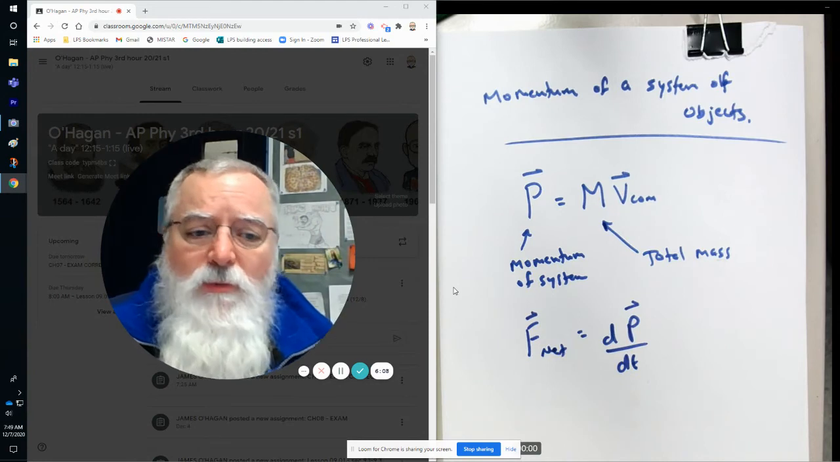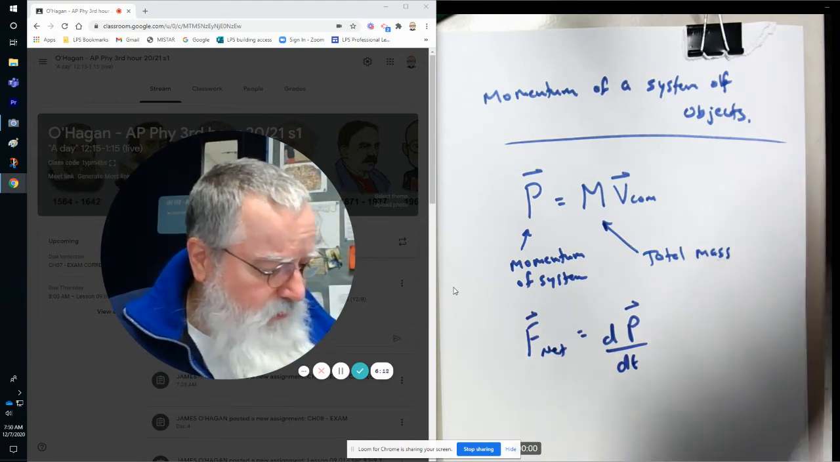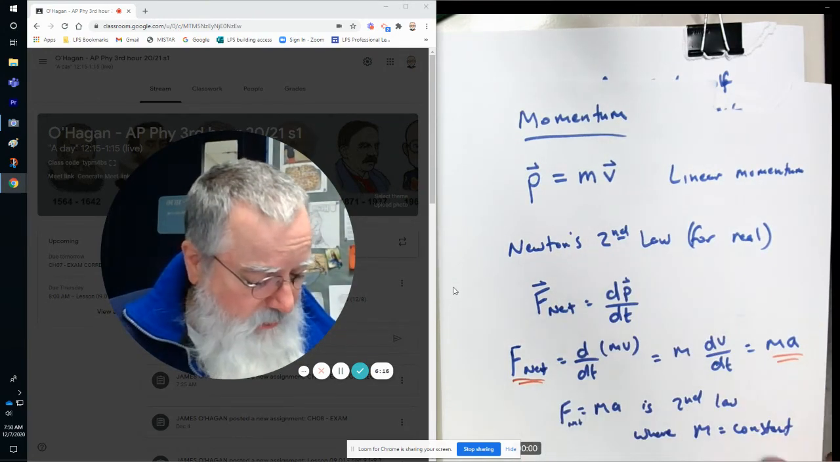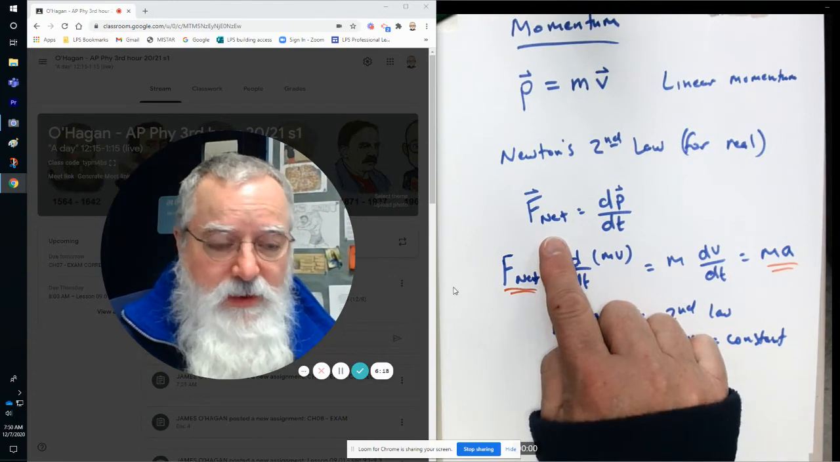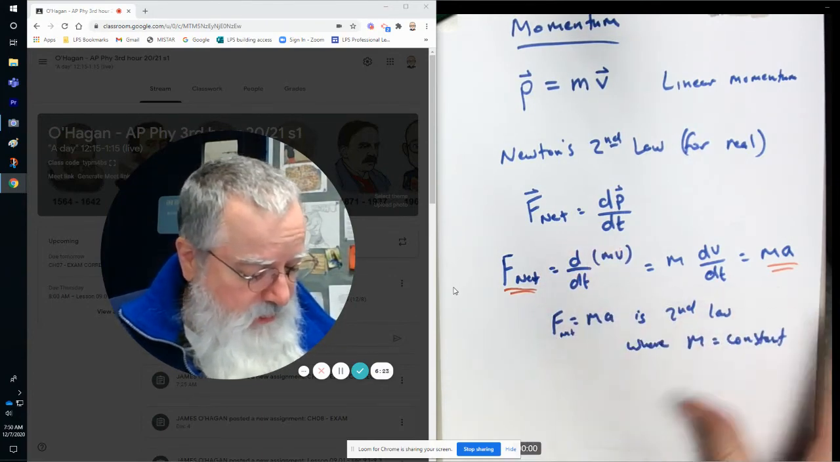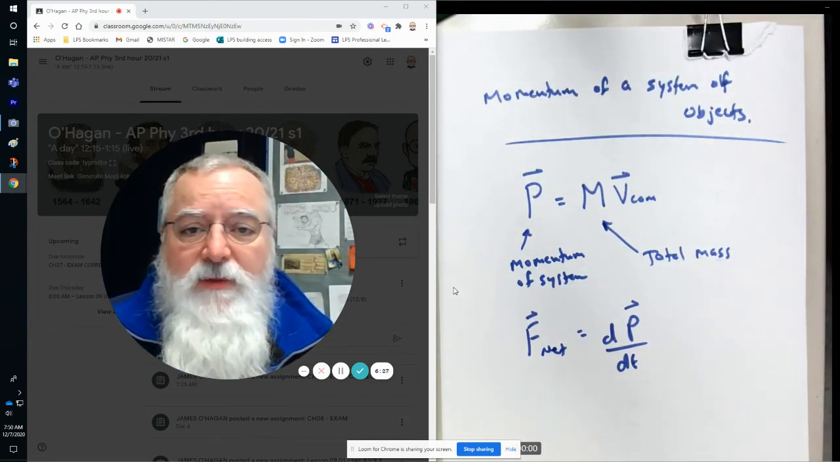All right, so that's momentum in a nutshell. The most important thing to remember is momentum is mass times velocity. And that's the way Newton's second law actually got defined. And then we can expand it out, of course, into many objects and stuff like that. All right. Okay, that's it for momentum.